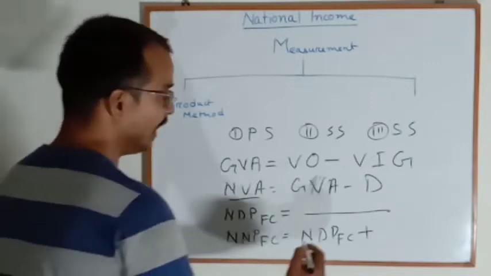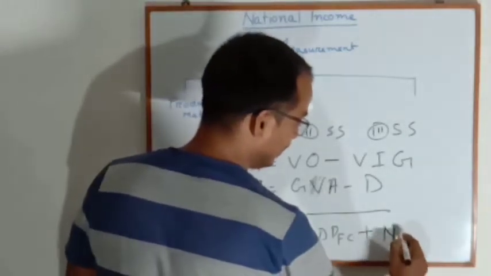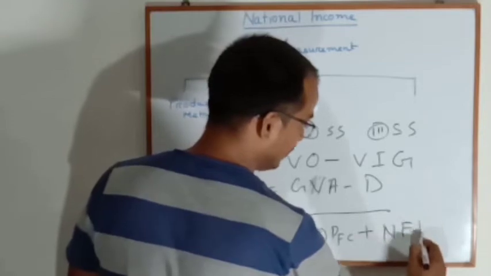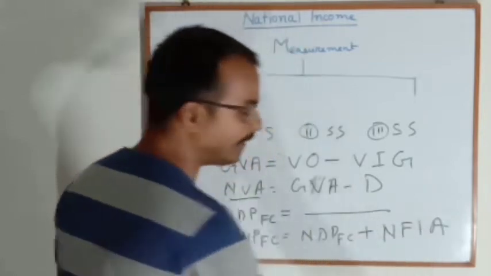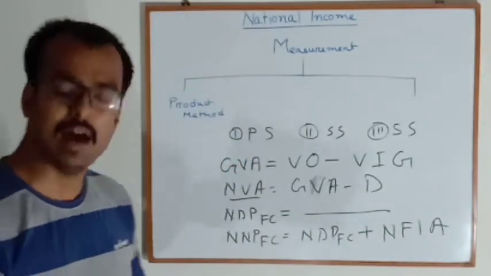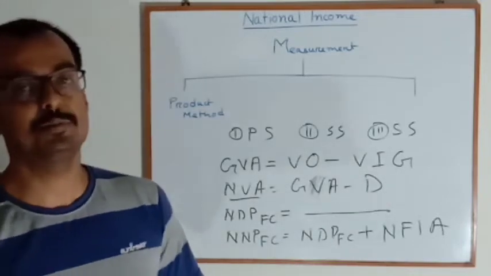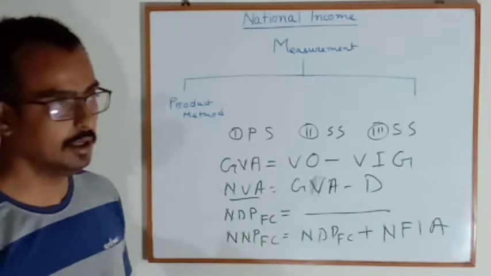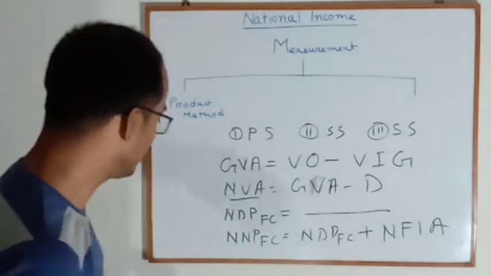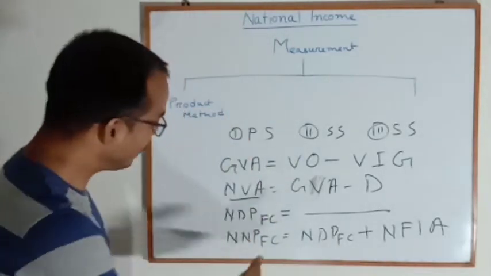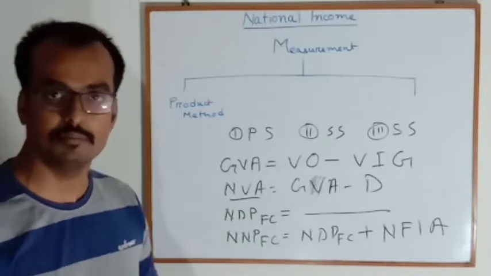Here we will be adding net factor income from abroad, NFIA. And what is that? I explained in the last videos, that is the difference between export and import, whatever the country is getting from outside. And net national product at factor cost is equal to national income.